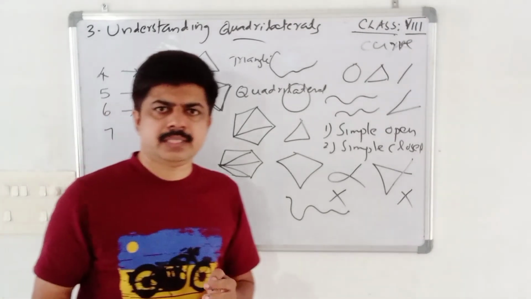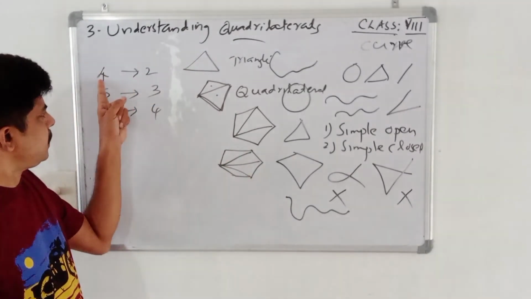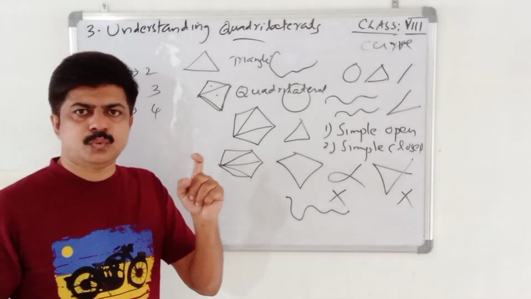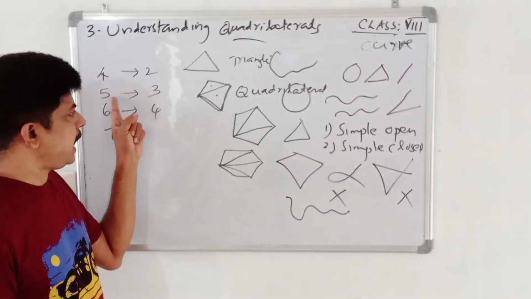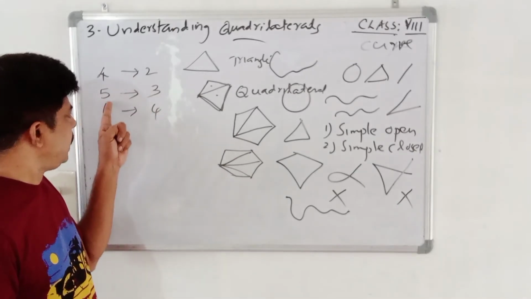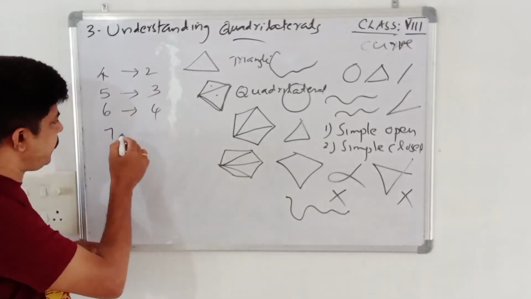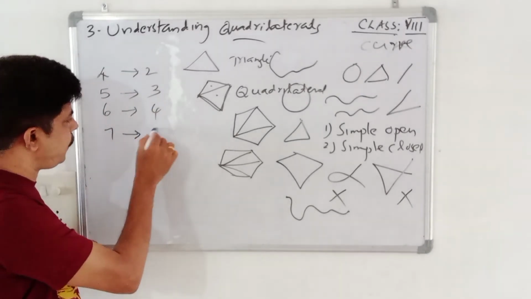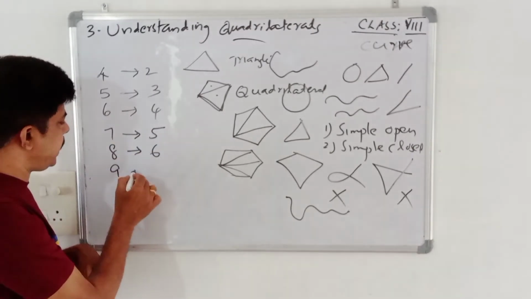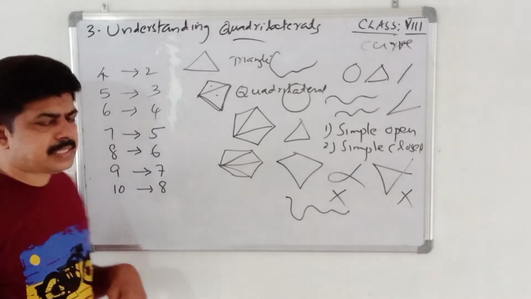We understood that a difference of 2 is coming. If four sides are there, 4 minus 2 is 2. If five sides, 5 minus 2 is 3. There is a difference of 2 between the number of sides and the number of triangles. A six-sided polygon can be divided into 4 triangles, that means 6 minus 2 is 4. Following this pattern, a 7-sided polygon can be divided into 5 triangles, 8-sided into 6 triangles, 9-sided into 7 triangles, 10-sided into 8 triangles, etc.